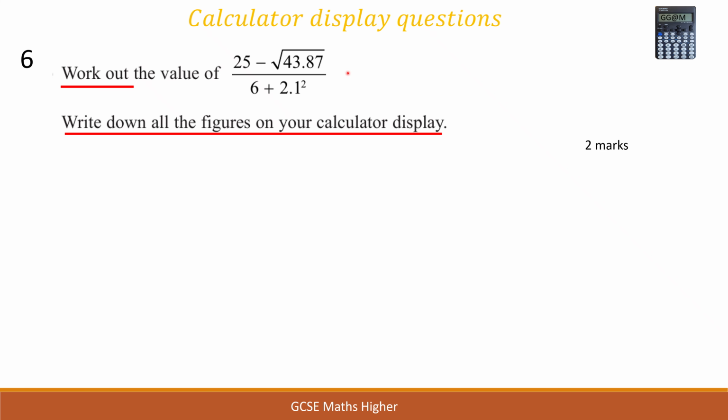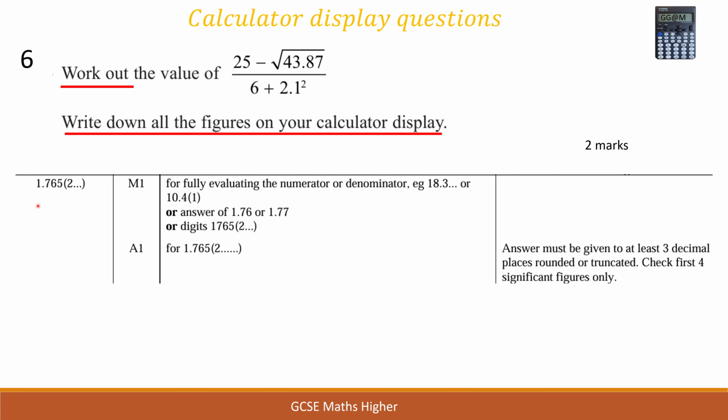Fantastic work. So hopefully you've managed to have a go at using your fraction button on the calculator, then type in the numerator, then type in what it says in the denominator, press equals and then convert it to a decimal. And you should end up with the answer of 1.7652, etc.